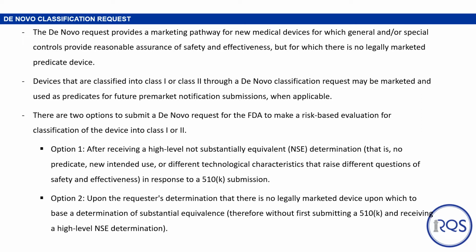Prior to submitting a De Novo request to the FDA, organizations should consider submitting a pre-submission to obtain feedback from the appropriate pre-market review division. A De Novo request should include all the content elements necessary for acceptance of the De Novo request, listed in Appendix A of the Acceptance Review for De Novo Classification Request Guidance document.